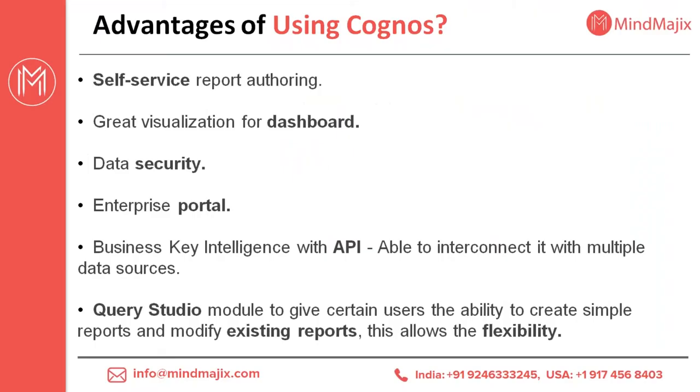Another great advantage of IBM Cognos is that they have introduced APIs, application programming interfaces. By using these APIs, we can optimize some functionalities and achieve some great functionalities we already built. We can use these APIs in various reports to achieve advanced reports.